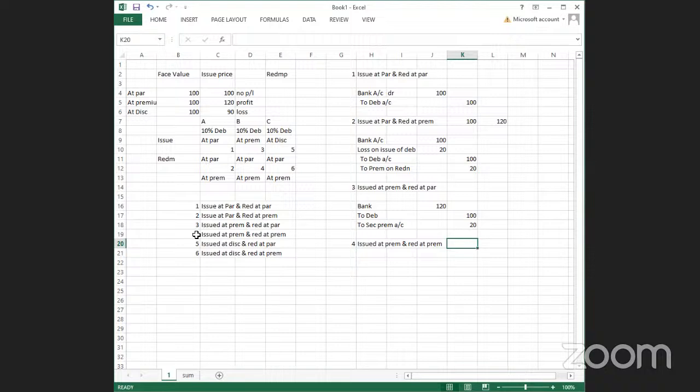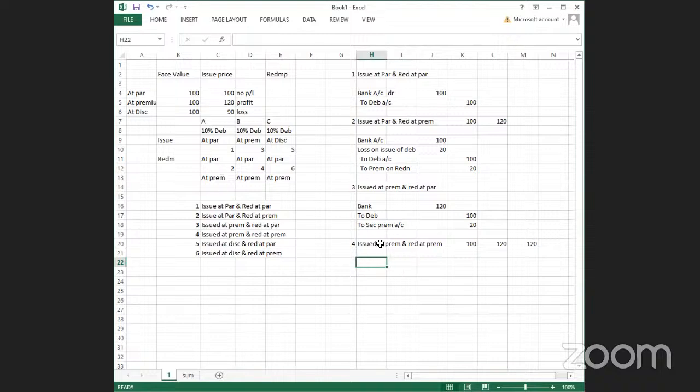So 100 rupee debenture issued at 120. So 20 rupees profit is there. And while repaying also, we paid some extra amount. So let us consider paid at 120 only. Whatever premium we collected, we repaid. Okay. So now how to record the entry?